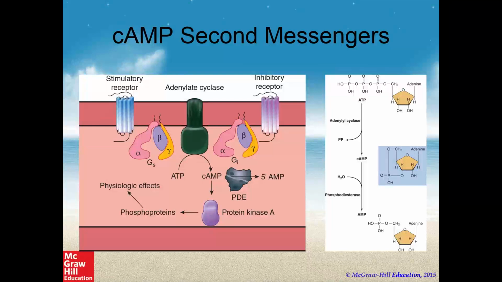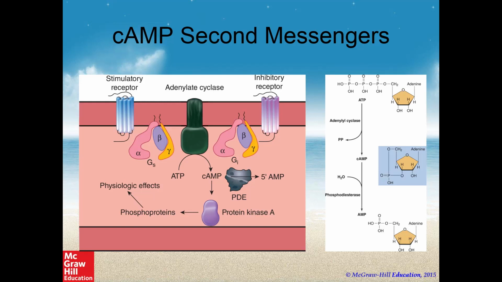Cyclic AMP is the other second messenger system. There are two different G proteins. There's a stimulatory G protein, GS, and an inhibitory G protein, GI. So the alpha subunit for the GS protein activates cyclic AMP production by activating the enzyme adenylate cyclase. The inhibitory G protein, the GI, turns adenylate cyclase off, decreasing cyclic AMP activity.